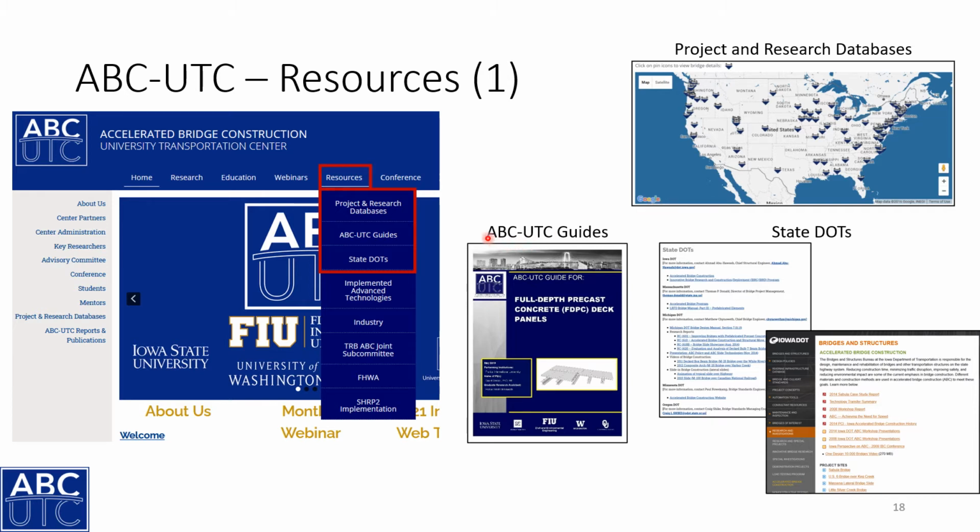We also have the ABC-UTC guides, which I talked about earlier. These were developed for almost all of our more recent ABC-UTC research projects. And then the next tab is a link to different state DOT reference materials. Different states will have different specifications and descriptions and resources available, so all the resources for these different states are shown here. If you're a professor in a certain state, you can go to your state and see what your local resources are related to ABC.